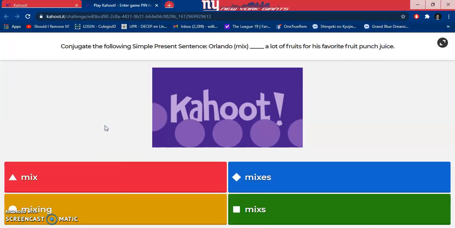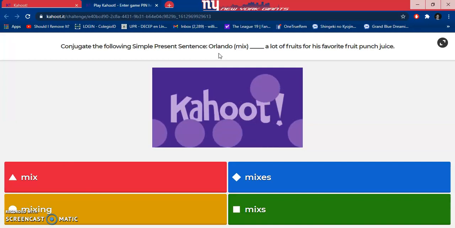All right, in the next sentence that we have here, it says, Orlando blank a lot of fruits for his favorite fruit punch juice. Again, let's look at the subject. The subject of the sentence is Orlando. El sujeto es Orlando. Cuando cambiamos Orlando a pronombre, when we change Orlando to a pronoun, what would it be? It would be he. Sería he. Como es he, es tercera persona singular. Since it's he, it's third person singular. Like I said, he, she, it is third person singular.